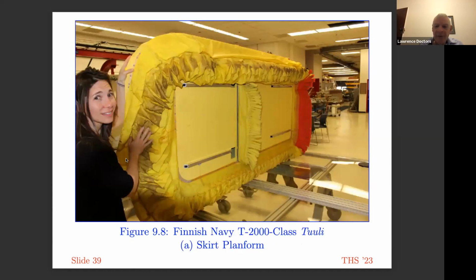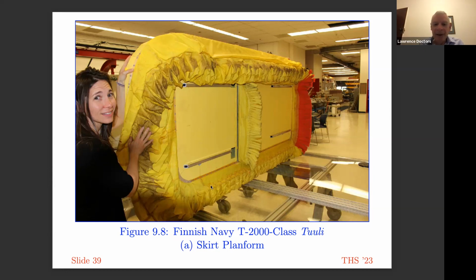This is a picture of a Finnish air cushion vehicle, the T2000 class Tuli, which was in the Finnish Navy. This is a model that was tested at the Naval Academy in Annapolis in the US. And I was lucky enough that I was visiting there one day, giving a talk, and it just so happened, with my luck, that they were actually demonstrating a test of a model of this air cushion vehicle in the towing tank.